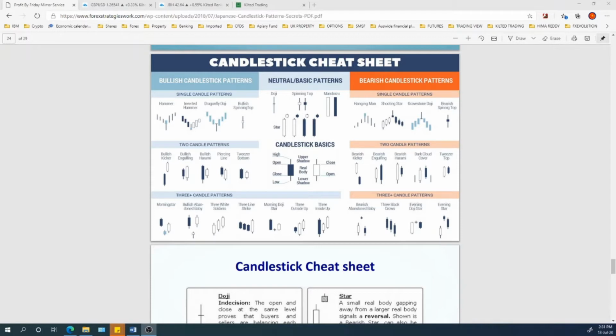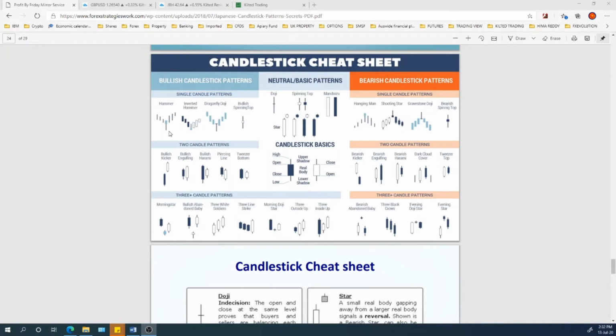Candlestick patterns have been around for hundreds of years, invented by the Japanese, and they basically tell a story. Some candlestick patterns are more significant than others. You can have a look at some of the patterns and what they actually mean. You can just Google the various patterns.